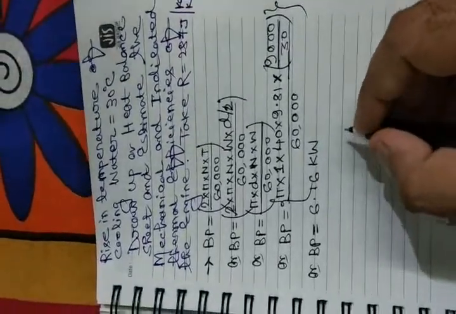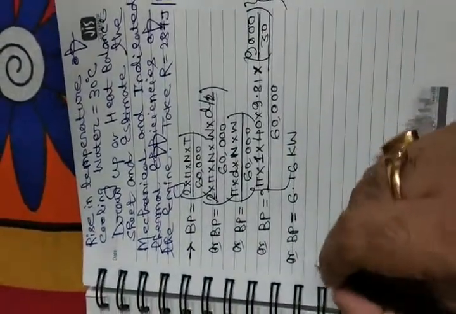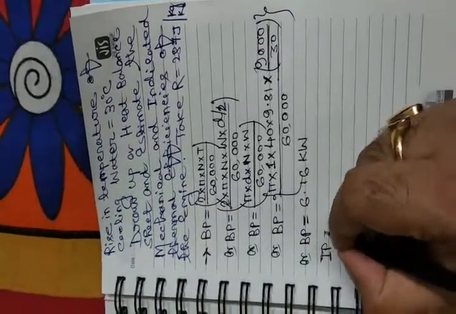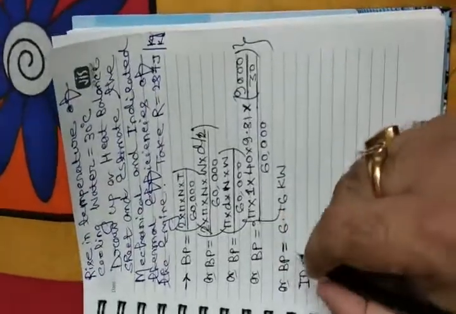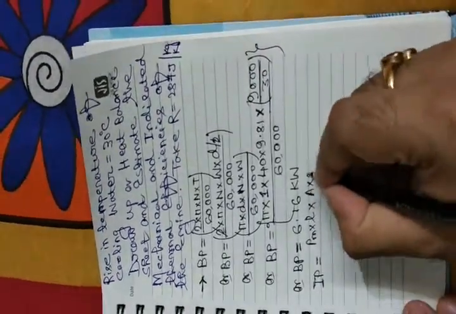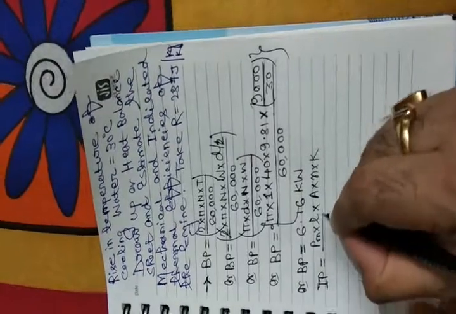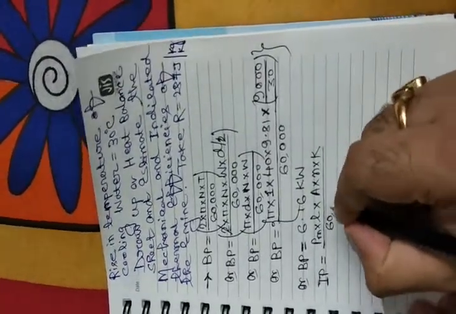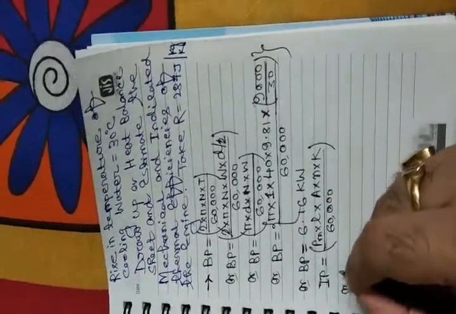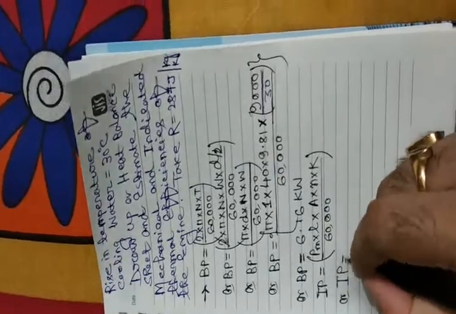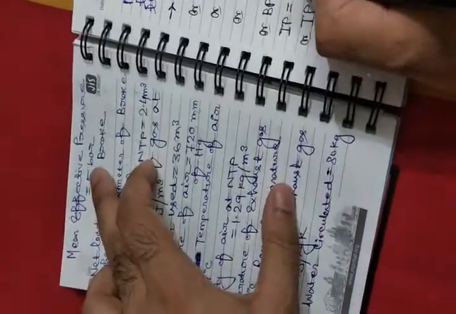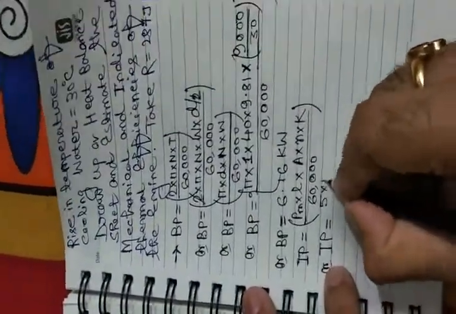Okay. Now we have to calculate indicated power. The formula of the indicated power is P_m into L into A into N into K by 60,000. So IP equals, mean effective pressure is given as 5 bar. So 5 into 10 to the power 5.